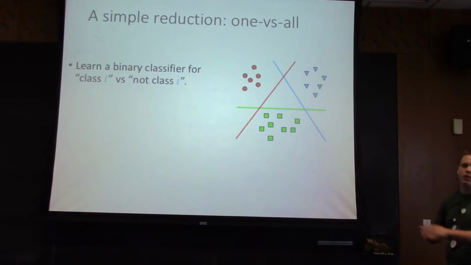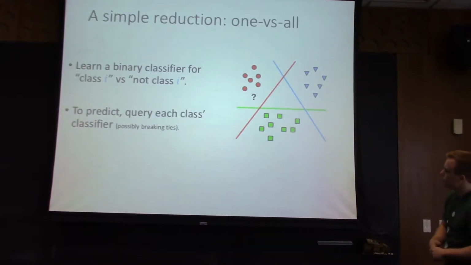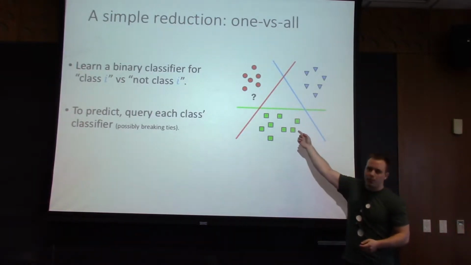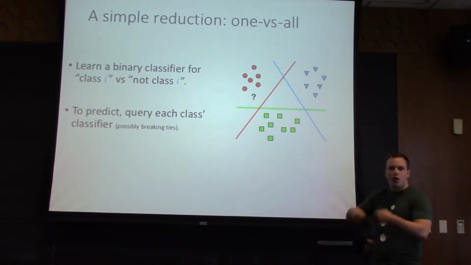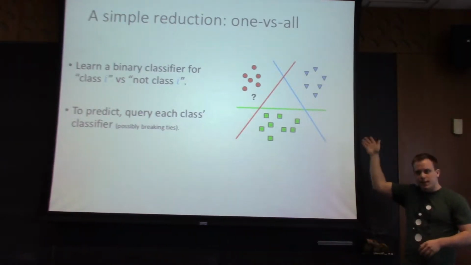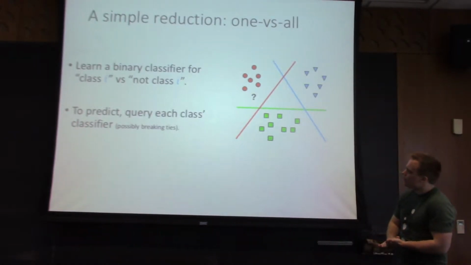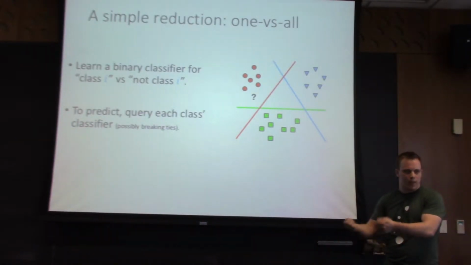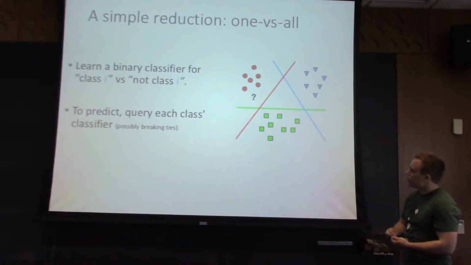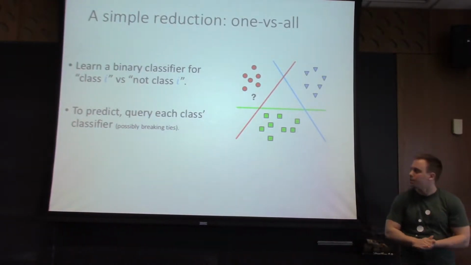Okay, so this is how you train a one versus all classifier. You just learn a binary classifier for picking out each class. And then when it comes time to predict, if I give you a new example like this black question mark, you just query each of your classifiers. And if you're lucky, one of them will raise its hand and say, yes, this point belongs to my class, in which case you're in good shape. But if you're unlucky, maybe more than one classifier will claim the point, or no one will claim it. And in those cases, you'll have to break ties. And usually you'll do that with some notion of confidence.